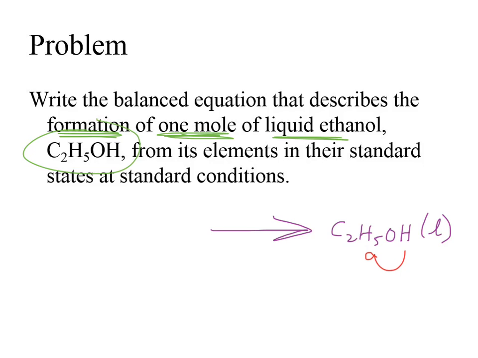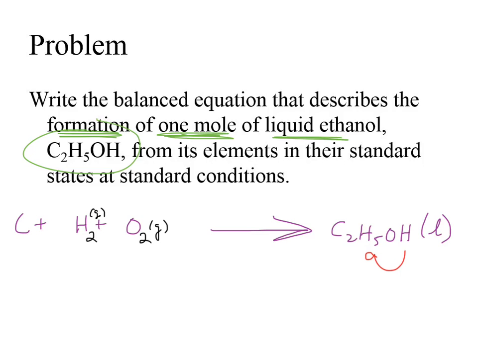So we need to have carbon. I'll put carbon over here. We need to have hydrogen. And we need to have oxygen. So here's where you need to remember that, of course, hydrogen is a diatomic element. Oxygen, a diatomic element. At 25 degrees Celsius, I'm thinking hydrogen and oxygen are both gases. So I'll put a little G there. See how this works? I'll put a little G there.